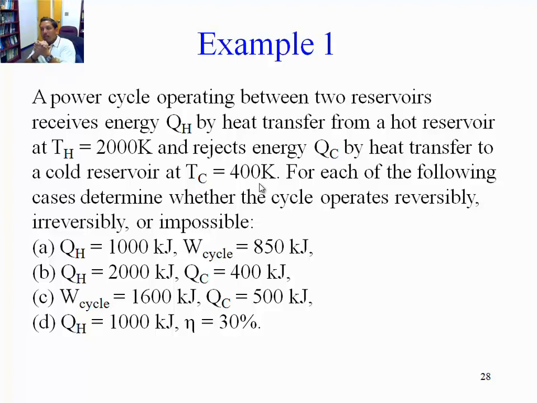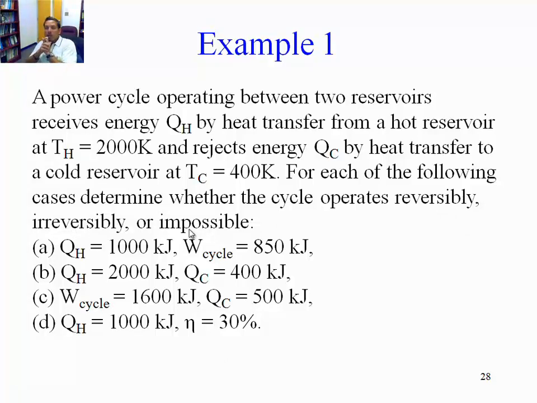Now, for each of the following cases, determine whether the cycle operates reversibly, irreversibly, or impossible. Okay, so we're given different values here. In case A, we're given QH and the W. In case B, we're given QH and QC. In case C, we're given W, which is the work, and QC, the heat rejection. And case D, we're given QH and the efficiency. And we have to determine whether these cycles are operating reversibly, irreversibly, or impossible. What is the difference between the three?